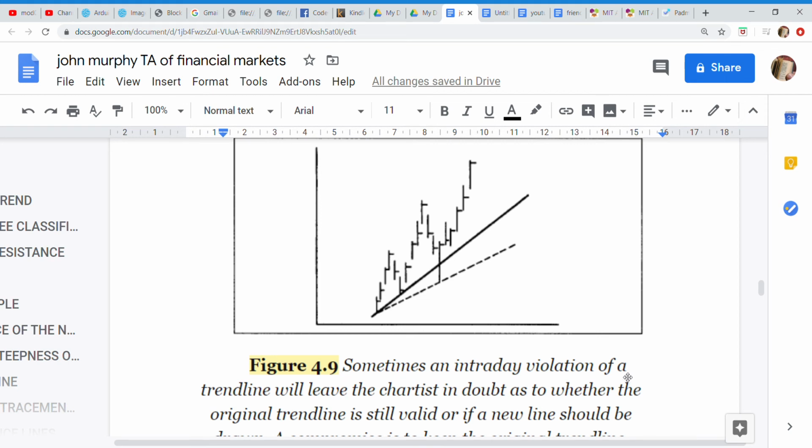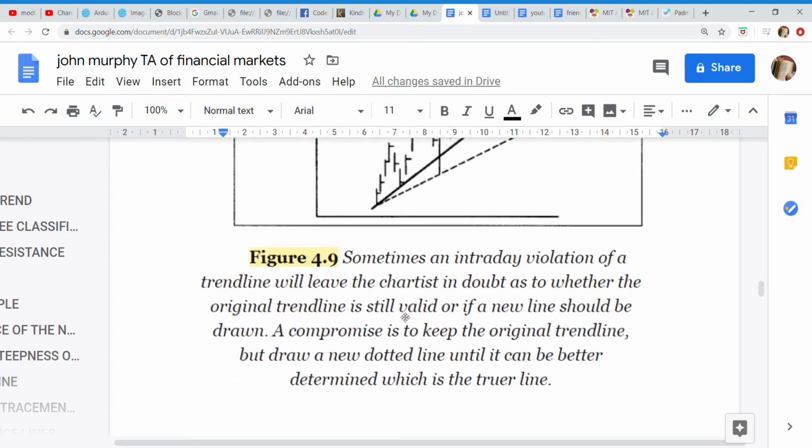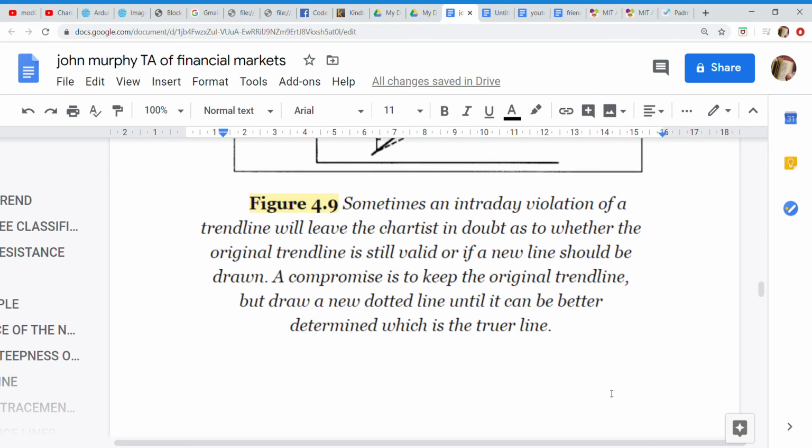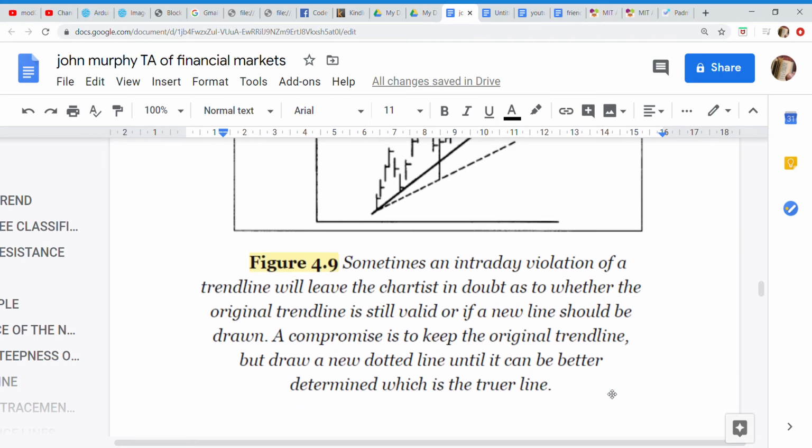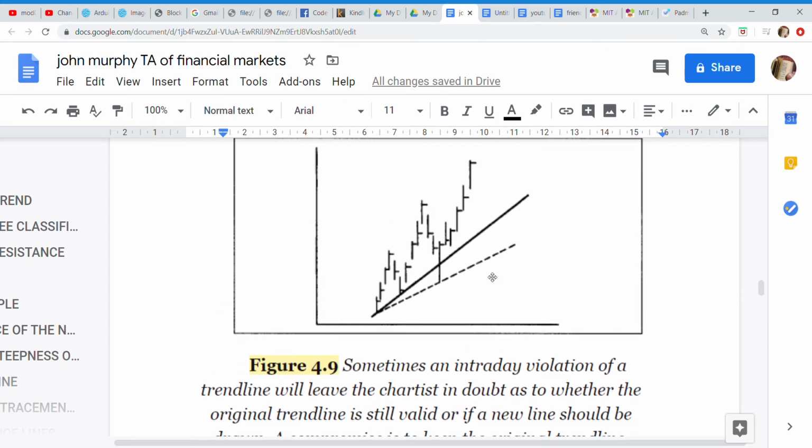Sometimes an intraday violation of a trend line will leave chartists in doubt as to whether the original trend line is still valid or a new trend line should be drawn. A compromise is to keep the original trend line but draw a new dotted trend line until it can be better determined which is correct. So this should be a tentative trend line. Then we have to draw another trend line.